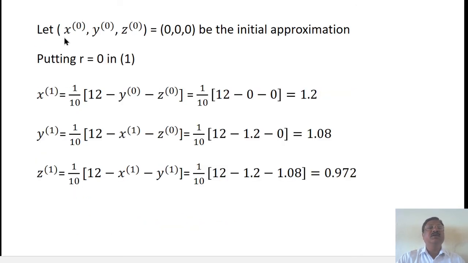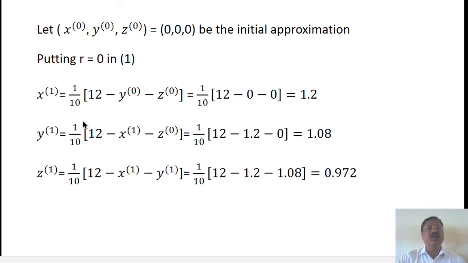So now let x raised to 0, y raised to 0, z raised to 0 is equal to 0, 0, 0 be the initial approximation. Now put r is equal to 0 in equation 1. So that will give you x raised to 1 is equal to, first iterate for x, 1 upon 10, 12 minus y raised to 0 minus z raised to 0, which is equal to 1 upon 10, 12 minus 0 minus 0, which is 1.2.